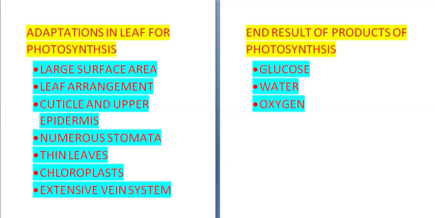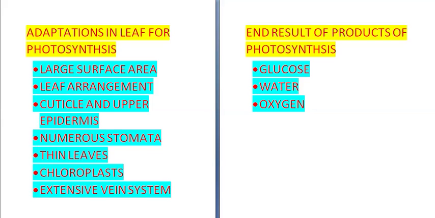Okay, so first the glucose is stored in the form of starch, and then during night the starch gets converted back to glucose, and then it is translocated to the other parts of the plant, and from that the plants get energy for various functions. Water produced in the process is reutilized in continuance of the process of photosynthesis. Oxygen is a third product of photosynthesis.